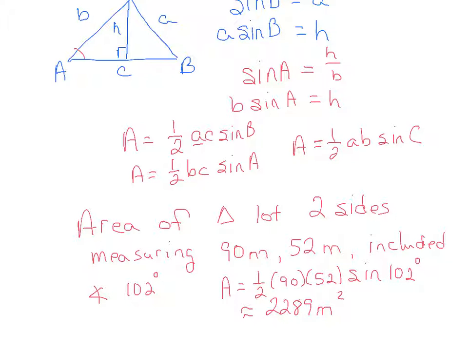Notice in our formula it is two sides, C and A, and an included angle. Or if we did side B and C, we use the included angle A. Or if you use side A and B, you use the included angle C. But the formula is easy to apply. Just be sure that your calculator is in degree mode.